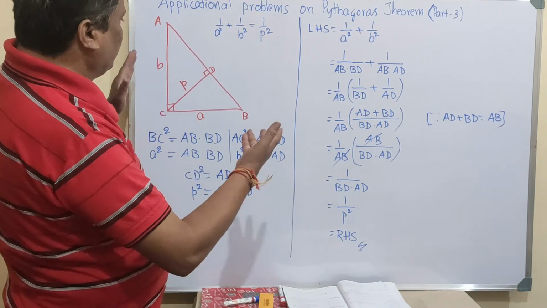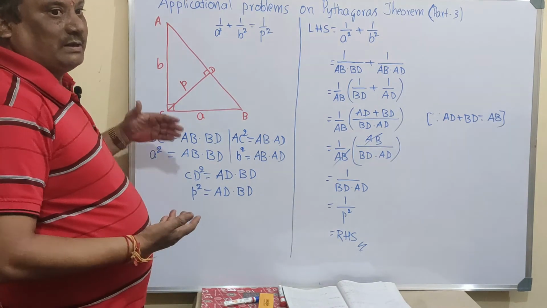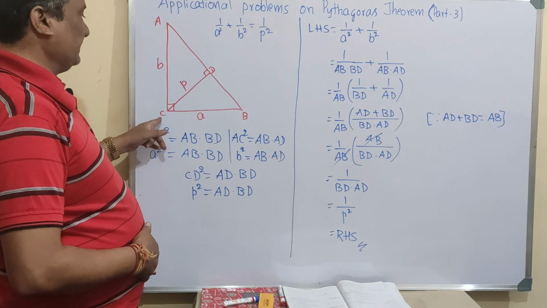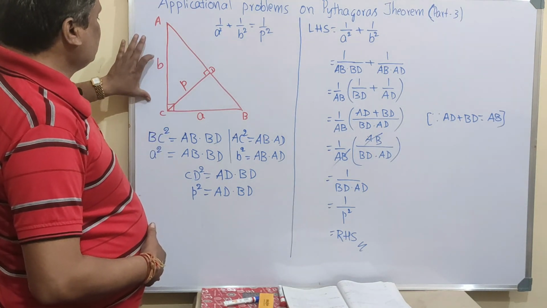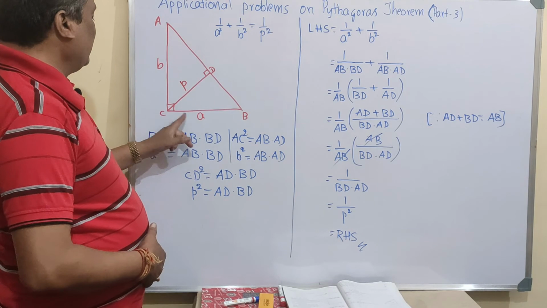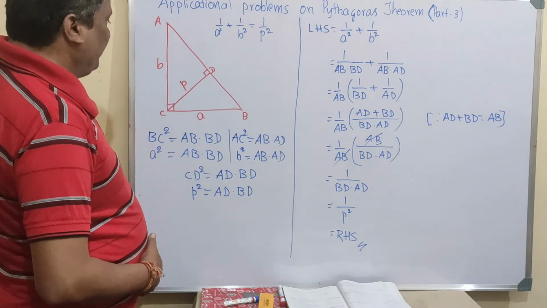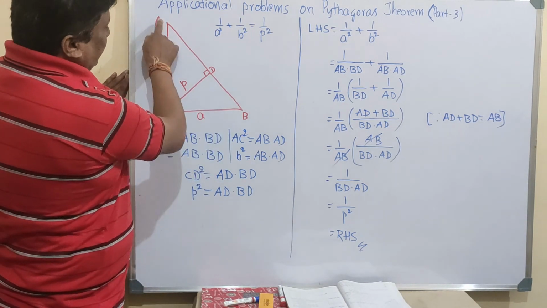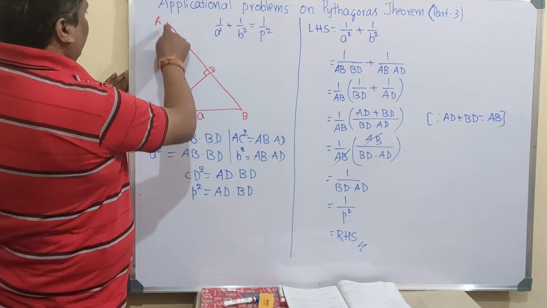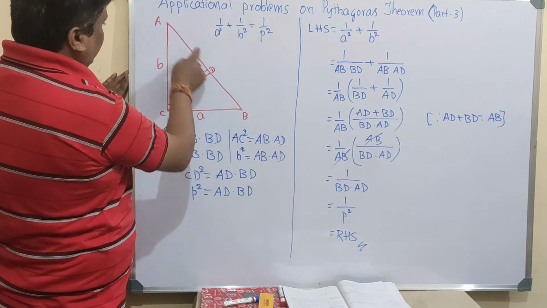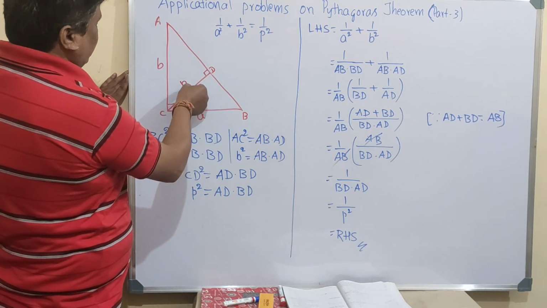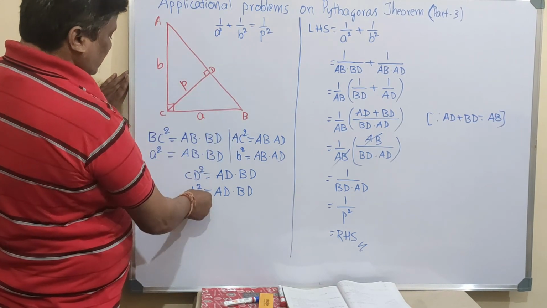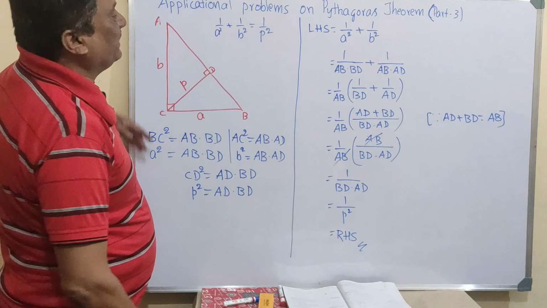Now I wish to explain once again. In a right angle triangle which is right angled at C, they have given AC is equal to B, BC is equal to A, and CD is equal to P. So we know these results very well. For BC square, AB into BD; for AC square, AB into AD; and for CD square, we can write AD into BD, that is P square is equal to AD into BD.